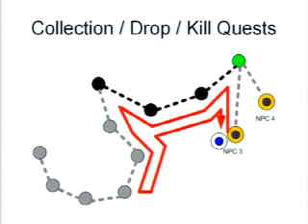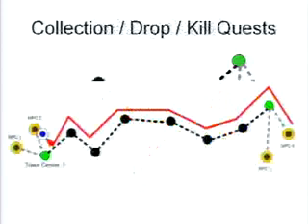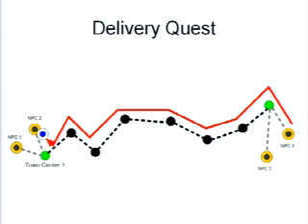And some of the things that you can do, for example, is a collection or drop or kill quest. You would pick it up from the NPC, pre-recorded path, and you go out on the main, do the patrol, come back, and talk to the NPC, and that's how you finish that quest. Delivery quests, similar deal. We just go from one NPC to another. Everything's connected, so that's not a problem.